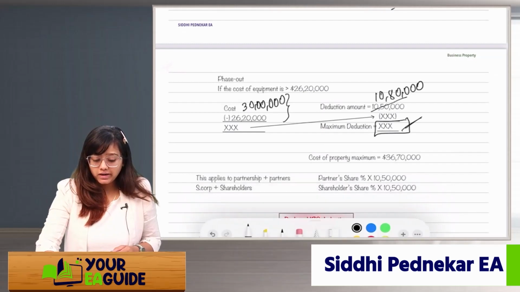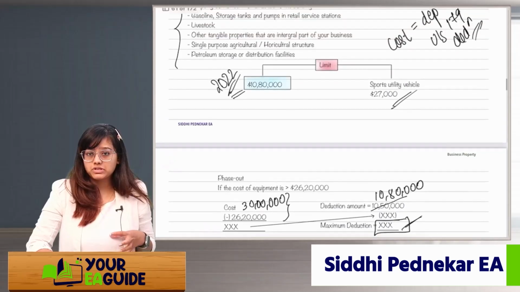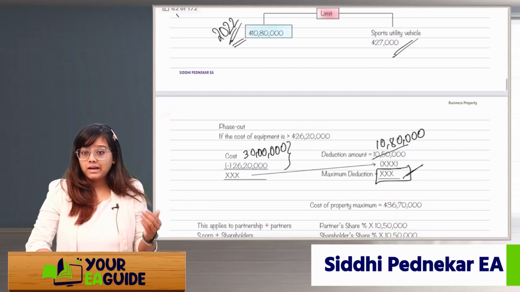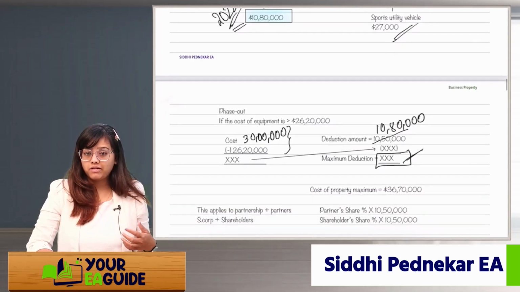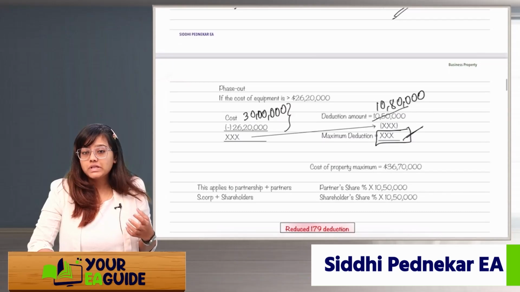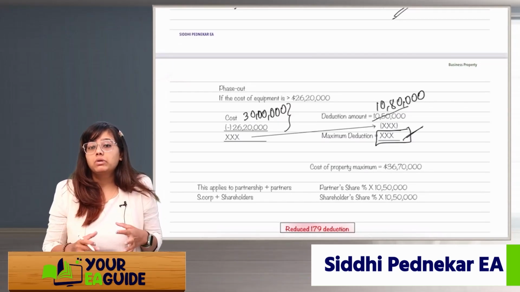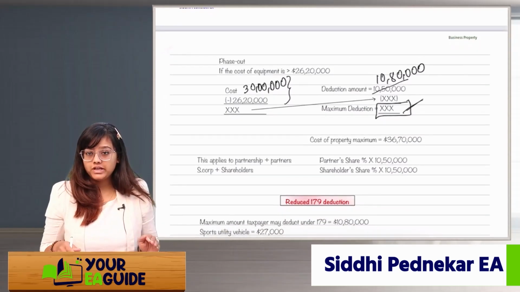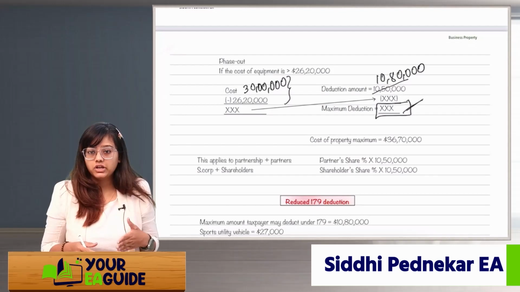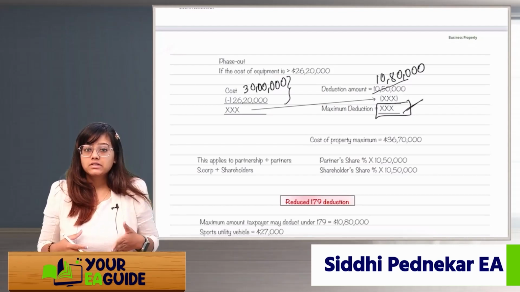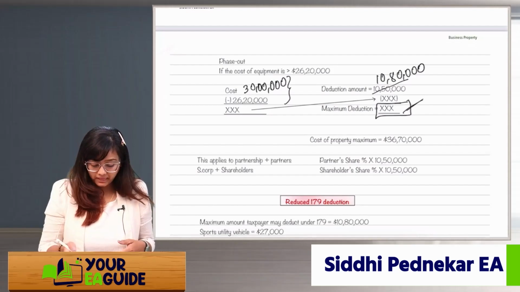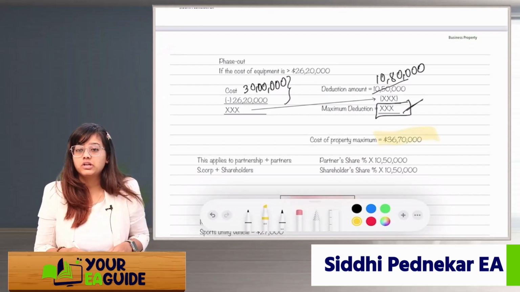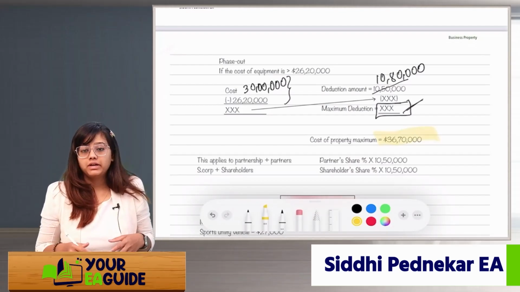This calculation you will rarely see in small clients because they purchase assets which are not more than 26 lakh 20. But in the bigger clients who have a lot of asset purchasing, you will see this calculation. It will be done in those cases. Now, this 10 lakh 80 will get totally phased out, meaning you will not get any deduction if the cost of the property is 36 lakh 70. If you have purchased assets of more than 36 lakh 70, then your deduction amount will be 0 for 179.